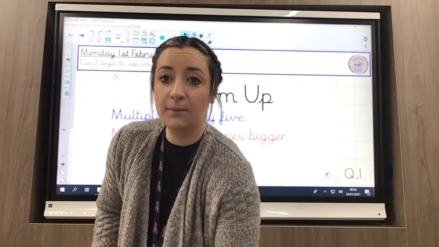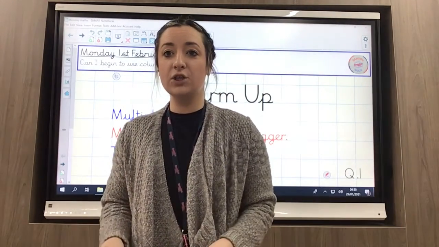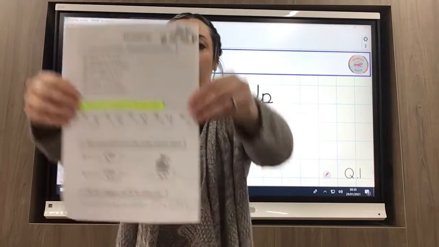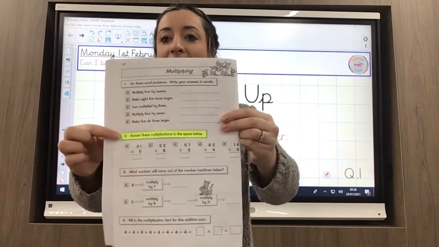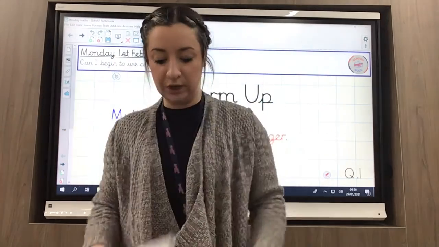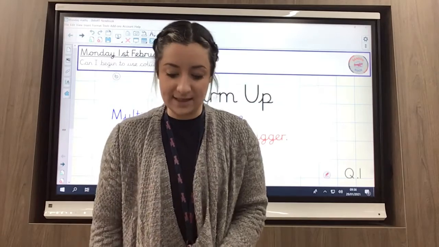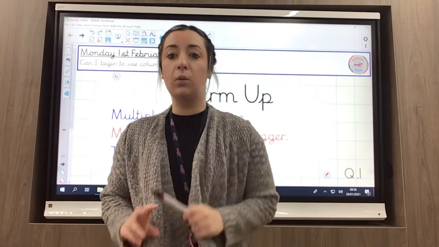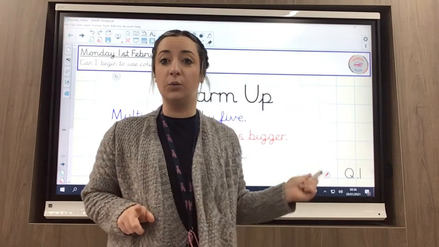Now this lesson is going to be for the children with the Year 3 booklet, and if that's you then I'd like you to turn to page 16, which looks like this. Okay, now I have highlighted question 2. Now don't worry about that for now, we will come back and revisit it, but what I do want to do is a quick warm up with you, and this is going to link into your question 1.